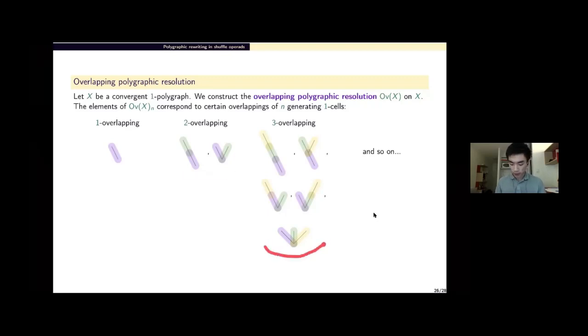For 3, it gets more complicated, and this is where operads show more complexity than algebras, because for algebras we would only have something like this, while for operads we have much more, and so on. And so the result is that this is indeed acyclic, and we can use this to prove some results we couldn't do with a standard polygraphic resolution.